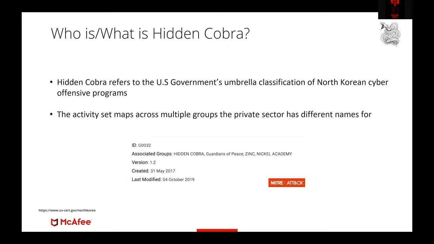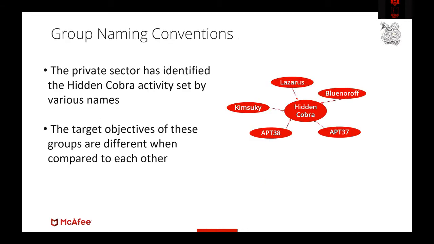So here we have a number of different names that have been coined referring to Hidden Cobra as an actor. But from an analytical and intelligence perspective, there are several things here that we can tell from just group naming conventions. Yes, the private sector has identified that Hidden Cobra is referred to by multiple names.